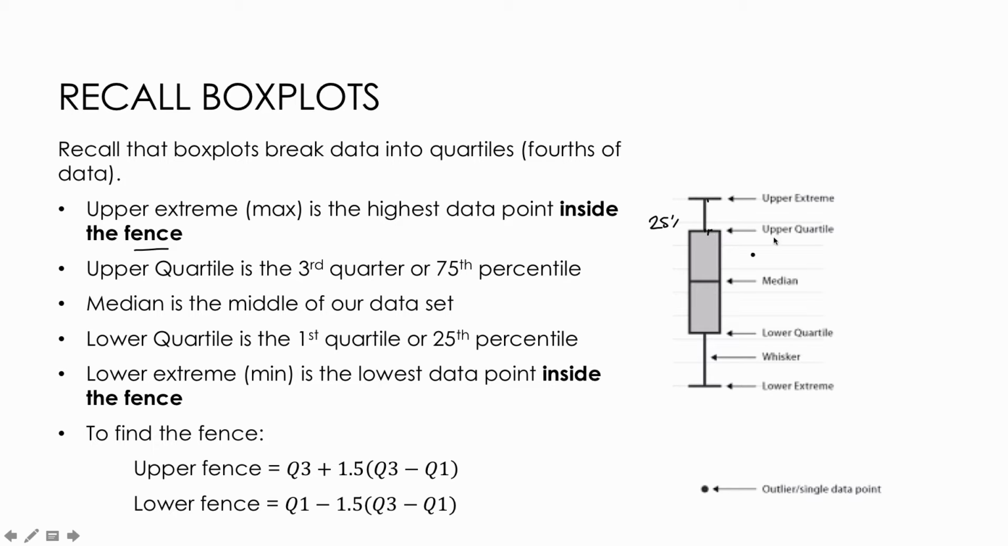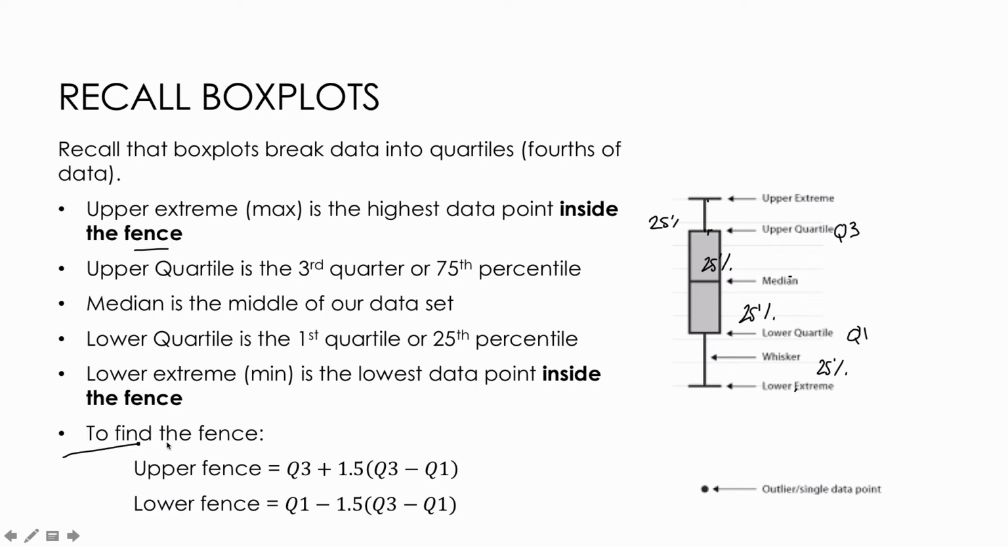From the quartile, which is Q3, to the median, that's 25% of my data as well. From the median to the lower quartile, or first quartile, that's 25% of my data. And then from the lower quartile to the lower extreme, that's 25% of my data. So I've got my 25s, basically fourths of my data.